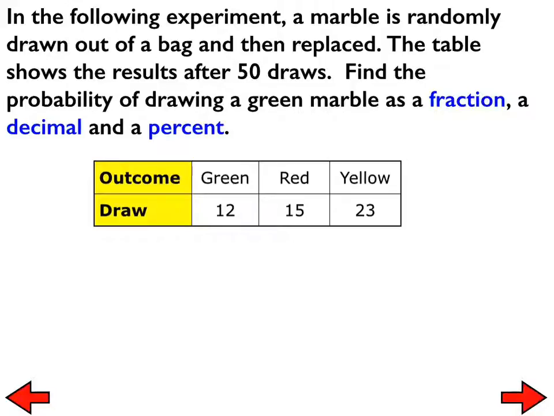So that means in the 50 draws, 12 times they drew a green marble, 15 times they drew a red marble, and 23 times they drew a yellow marble. And if you add it up, 12 and 15 and 23, that adds up to 50. Find the probability of drawing a green marble as a fraction, a decimal, and a percent. Could I get all of you to do that right now, please?